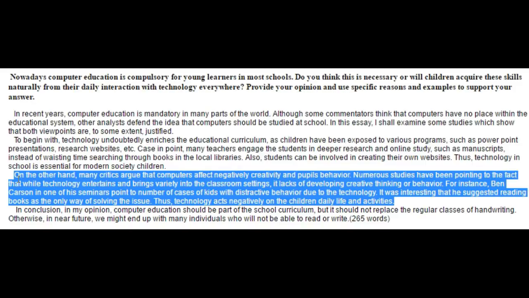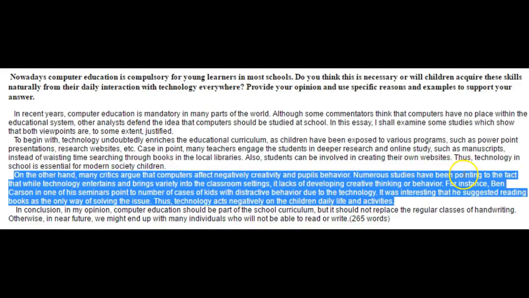So then we've got, what should be the next idea? Your idea is actually quite relevant. It argues against using computer education in classrooms due to its distracting effects. So on the other hand, many critics argue that computers negatively affect creativity and pupils' behaviour. There should be an apostrophe here. Pupils' behaviour. It's owned by the pupils.